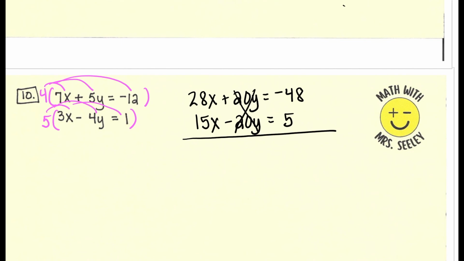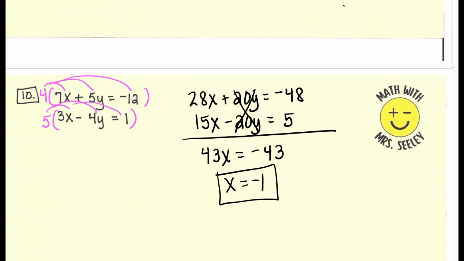All right, those y's eliminated just like I wanted them to. So here I have 28 plus 15, which is 43x equals negative 43. Divide by 43, and x is negative 1. Then I'm going to take this negative 1 and put it back into one of the equations. So I have a negative 1 to put in either one of those places. I'm going to put that in the bottom equation.